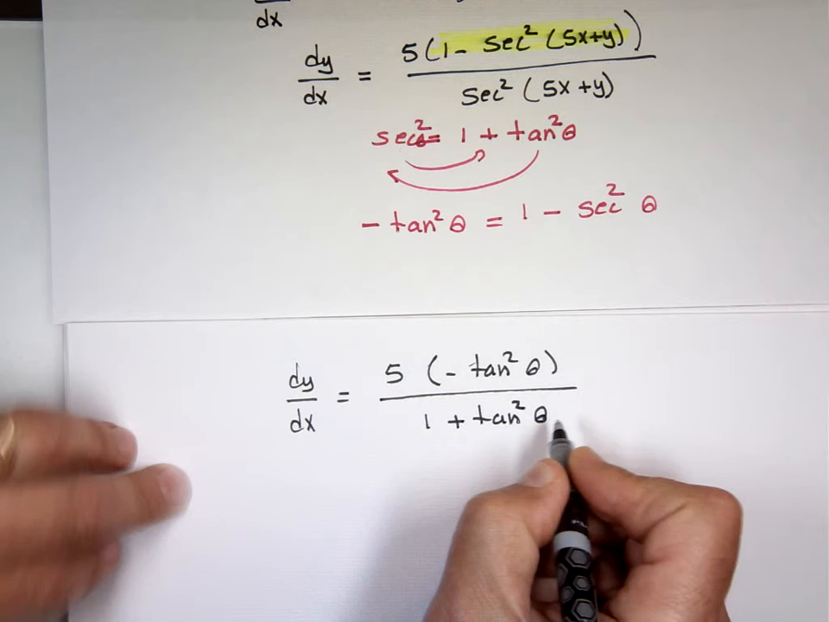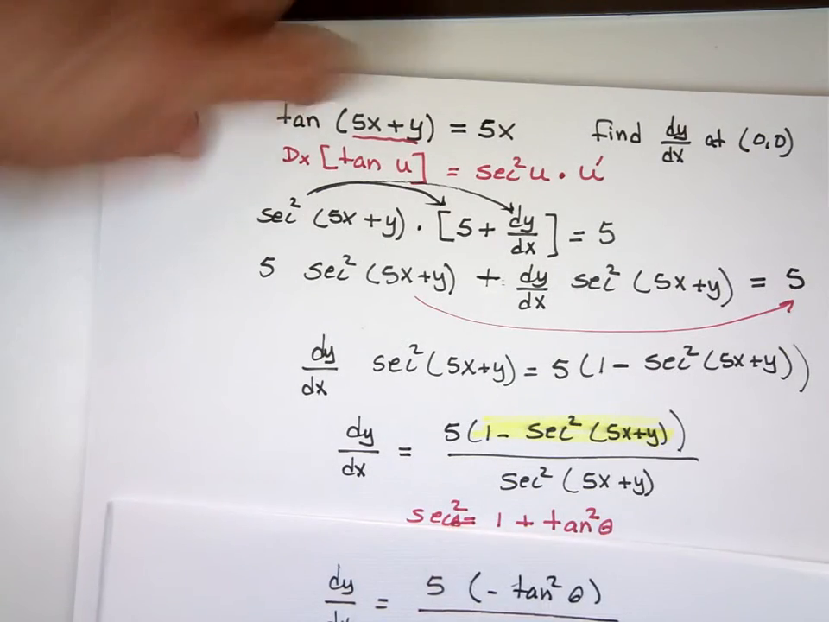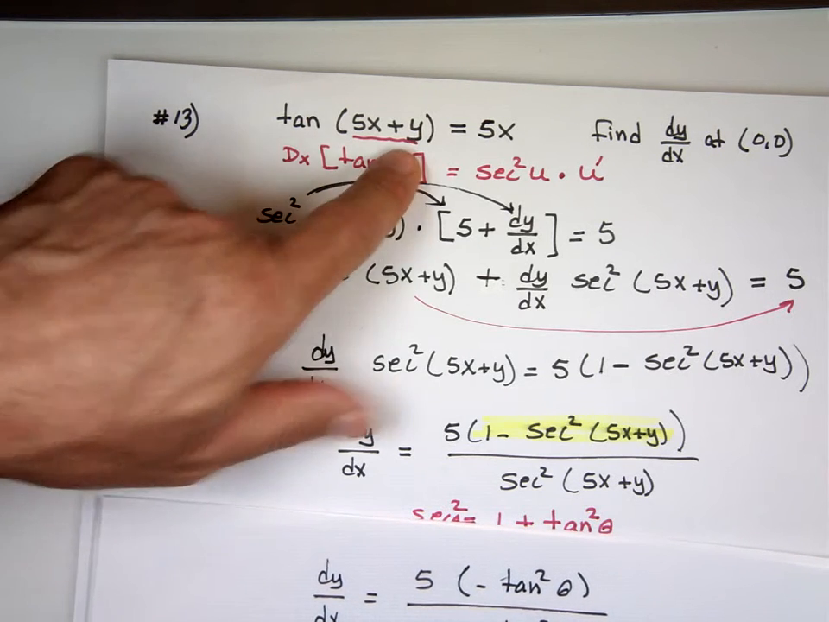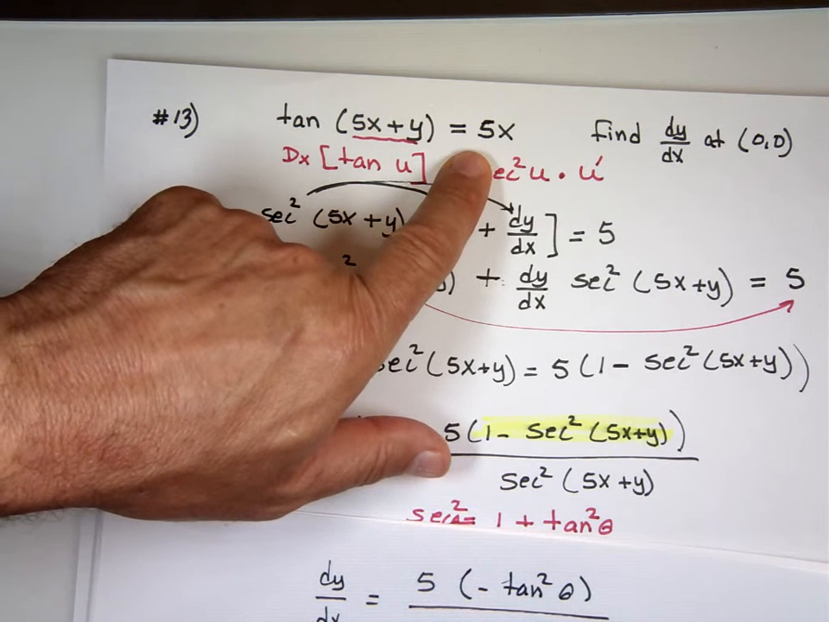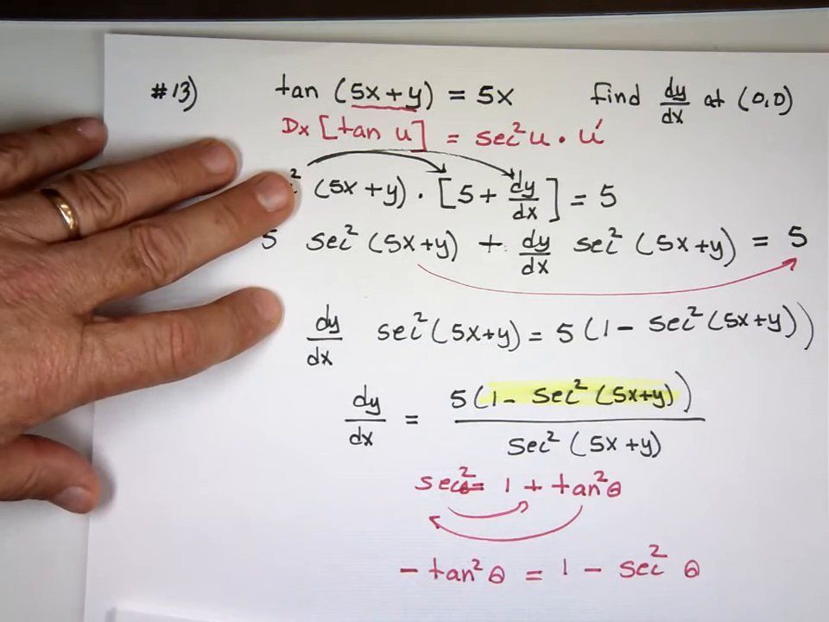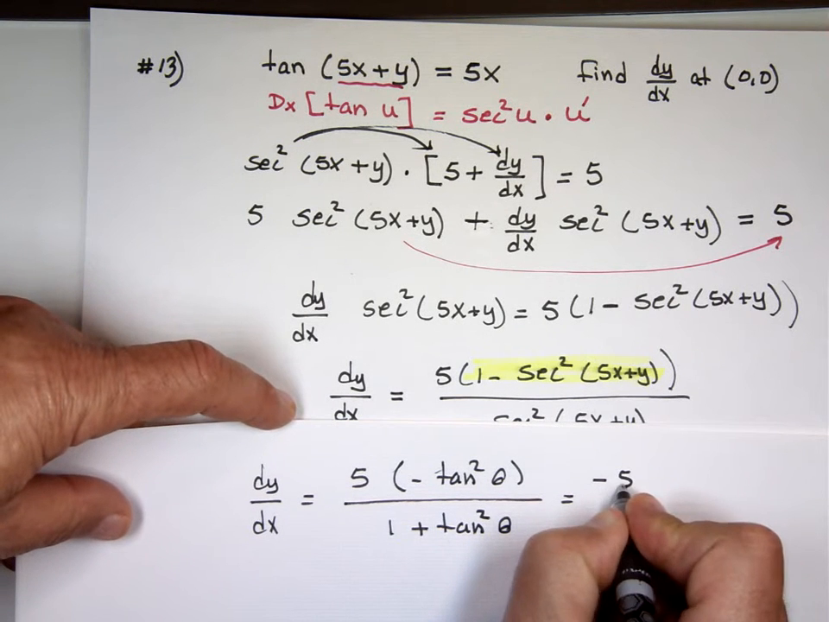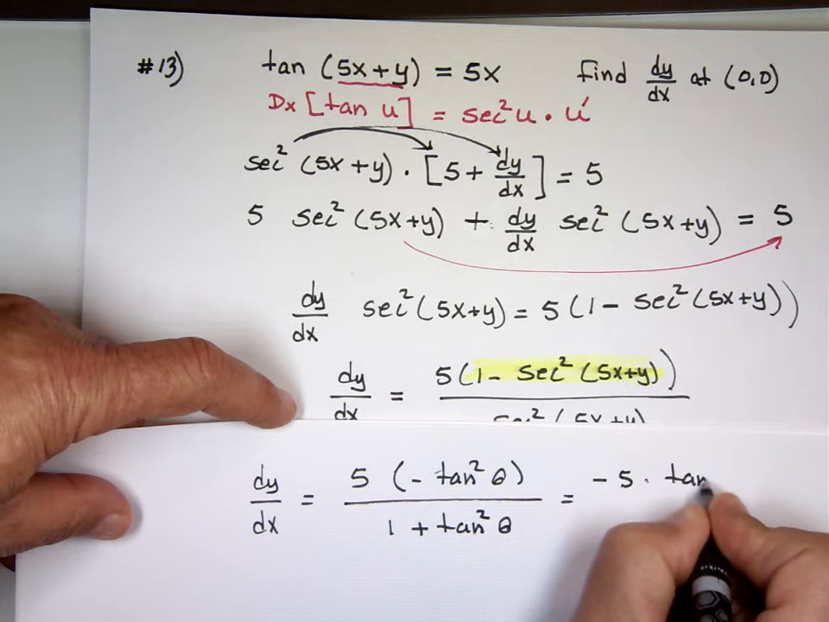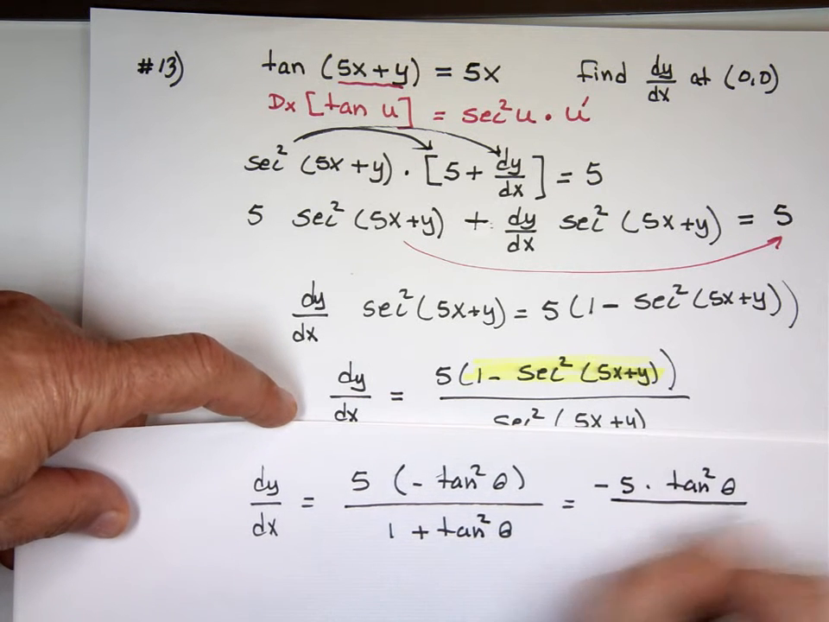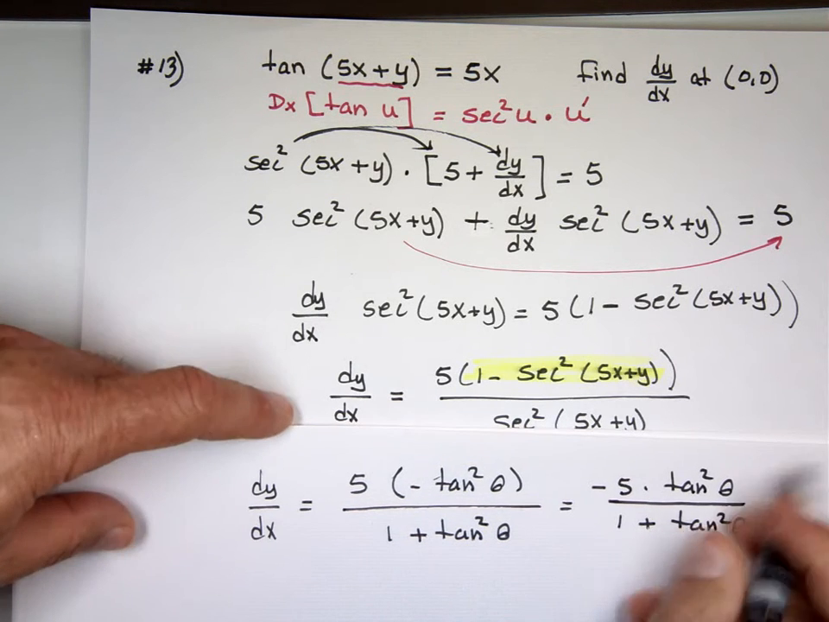And you might be going, what do you care if you have a secant or tangent? How is that going to help you? Because I know what tangent is equal to. See it in the top here? What is tangent equal to? 5x. So if I do the substitution now, the top will be negative 5 times tangent squared theta. The bottom is going to be 1 plus tangent squared theta. Now replace tangent theta with 5x.